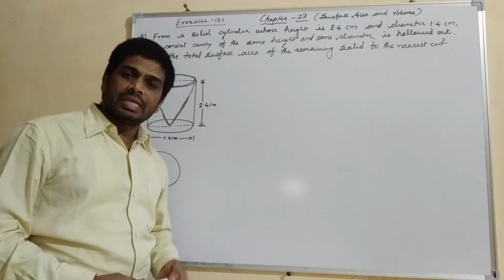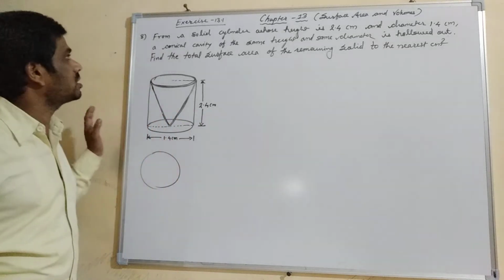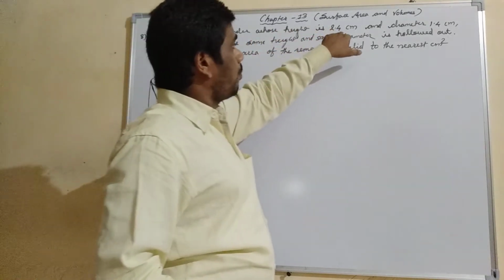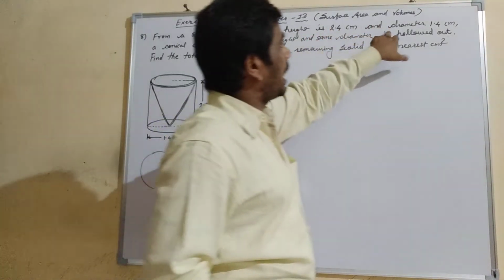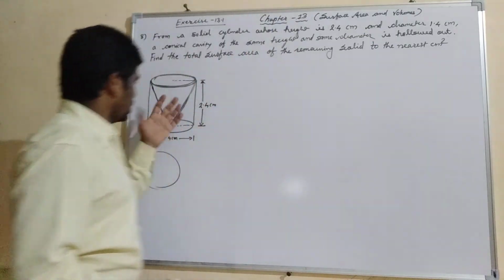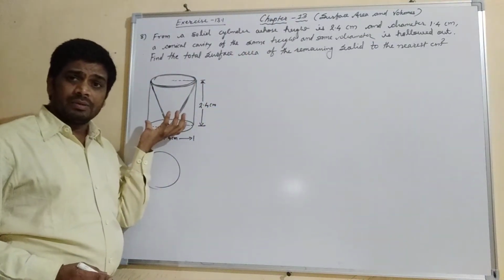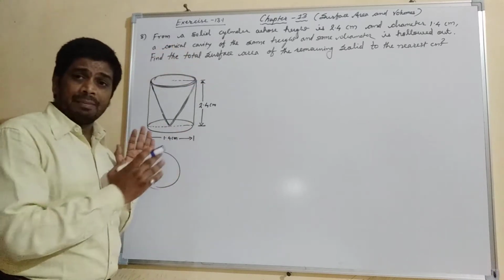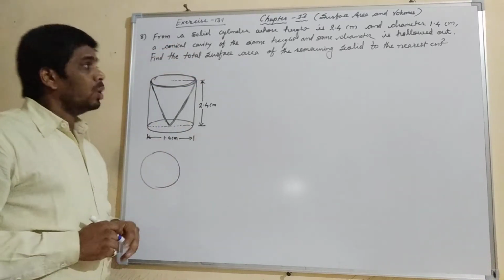Hello everyone. Let's see the eighth question of exercise 13.1. From a solid cylinder whose height is 2.4 centimeter and the diameter is 1.4 centimeter. This was the solid cylinder whose height is 2.4 centimeter and the diameter is 1.4 centimeter.